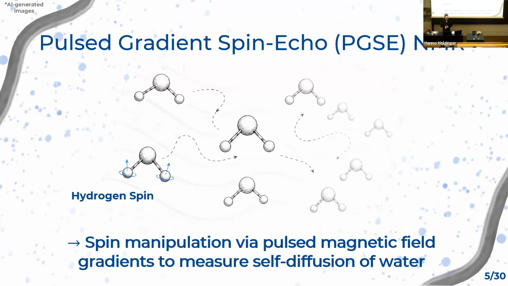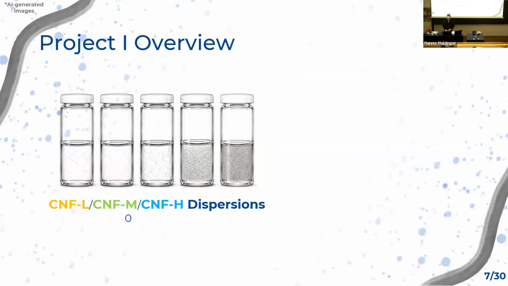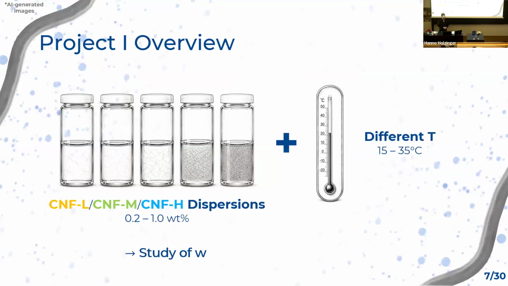So now that we know why I worked with cellulose nanofibers in the first place and what I used to study and quantify the water diffusion with, let's see how I put all of that together in my work. Well, as a first project, I tried to find out how concentration and temperature influence the mobility of water in these dilute cellulose nanofiber dispersions. For this first project, I used a series of dispersions from 0.2 to 1 weight%, exactly like the ones that are going around right now, to give you a feeling. And with different charge densities here, and measured the self-diffusion of water in these systems with NMR at different temperatures from 15 to 35 degrees.